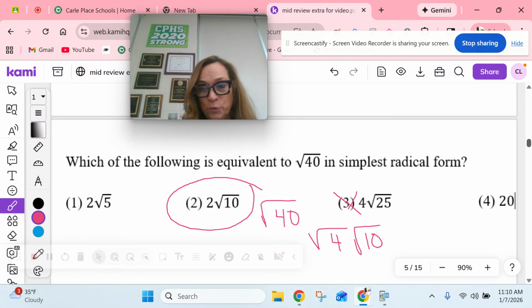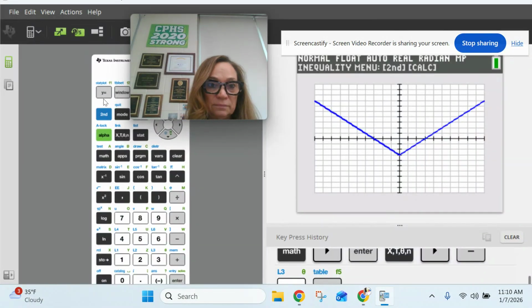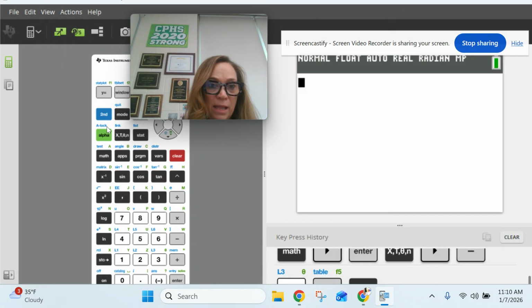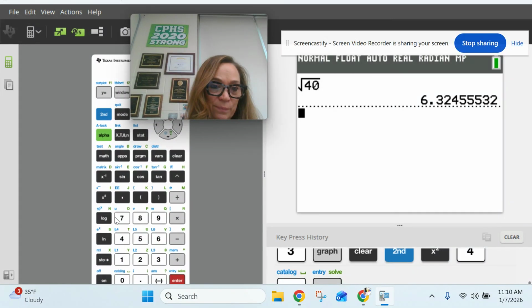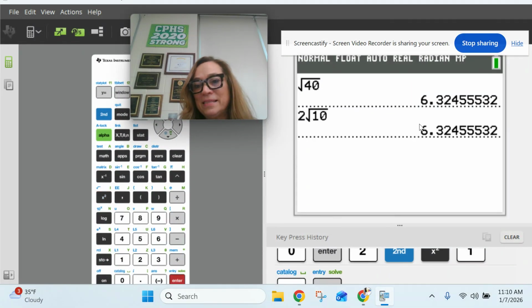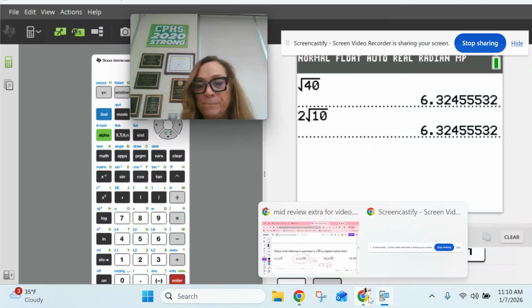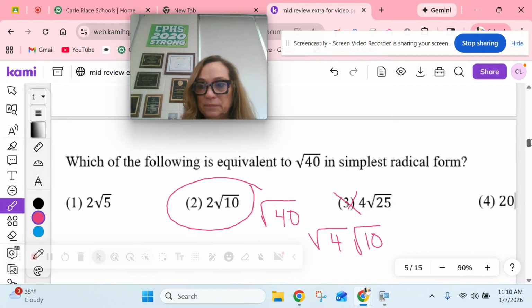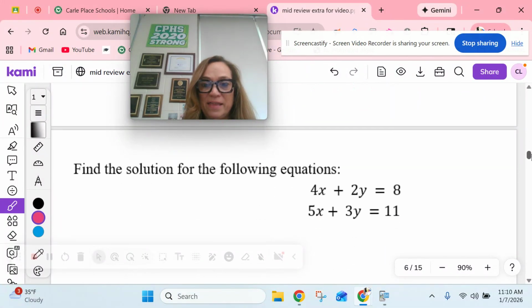So like if I type the square root of 40 into my calculator, second square root 40, and I type 2 second square root radical 10 into my calculator, they have to be the same decimal. The only thing with this is you have to make sure that what's under the radical sign, the radicand, is in simplest form. So sometimes this works to get the answer, and it always works for a check, but sometimes if they give you one that's not in simplest form, you might get fooled. Okay? Don't get fooled.